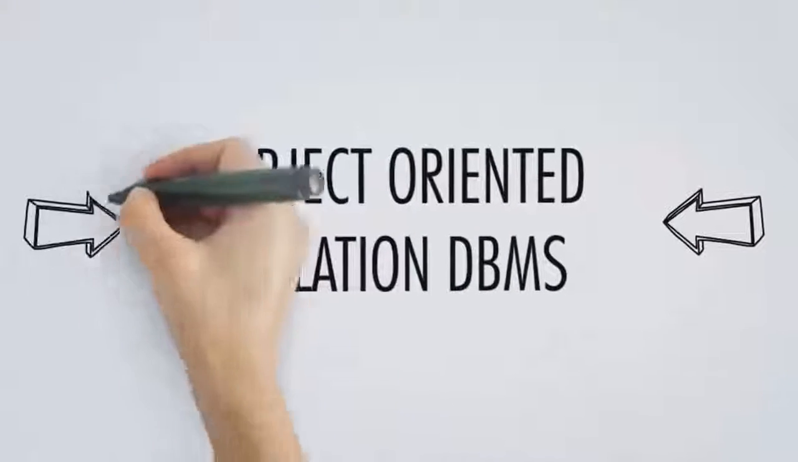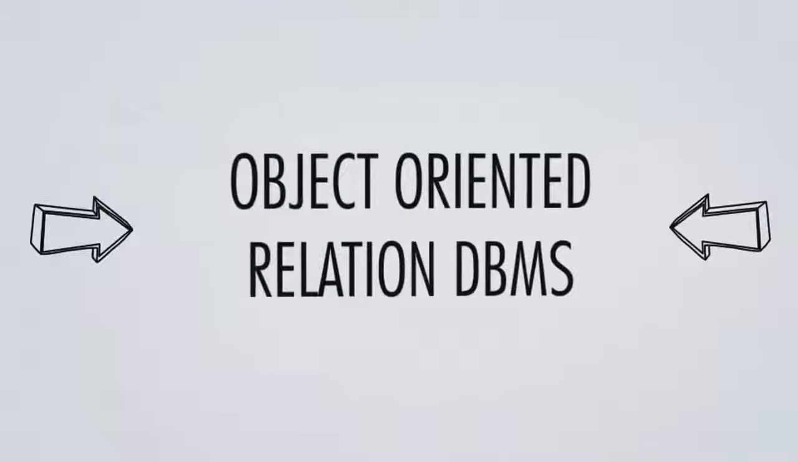Object-oriented relational DBMS. This type supports storage of new data types. The data to be stored is in the form of objects. The objects to be stored in the database have attributes, for example, gender or age, and methods that define what to do with the data. PostgreSQL is an example of object-oriented relational DBMS.